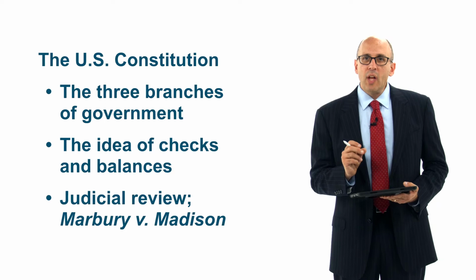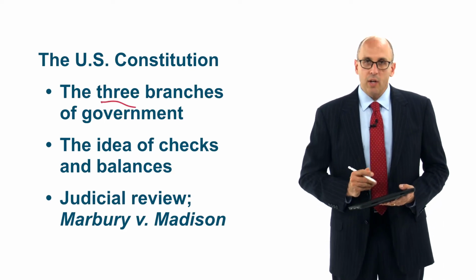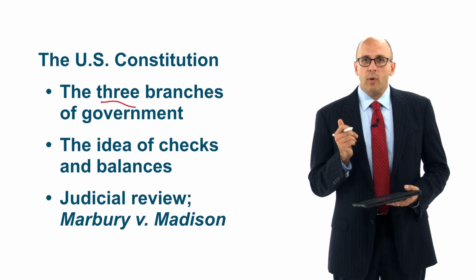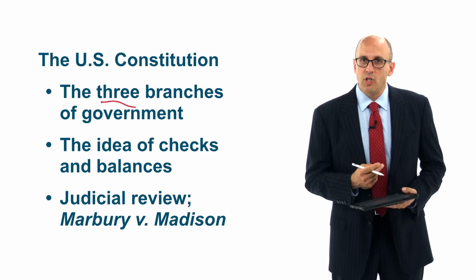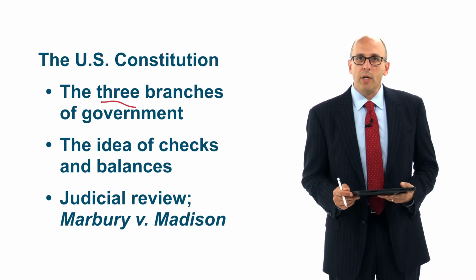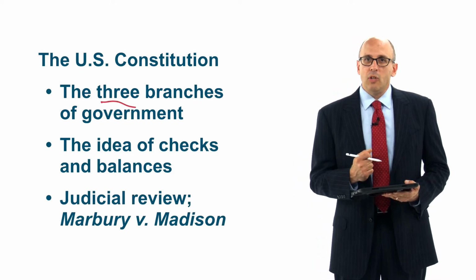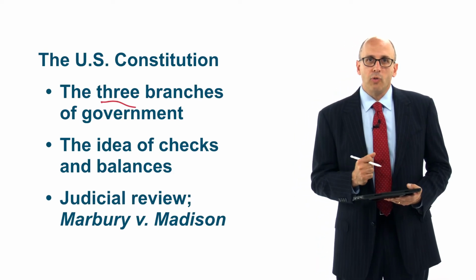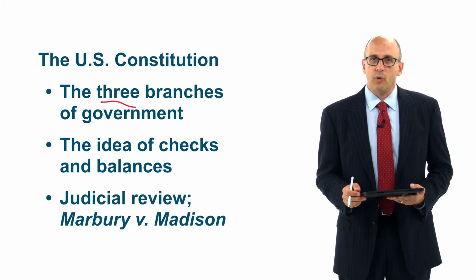And just to understand how the U.S. Constitution works, first of all, there are three branches of government. We've got the executive branch, the legislative branch, and the judiciary. The legislative branch is governed by Article 1 of the Constitution. The executive branch is regulated by Article 2 of the Constitution, and the judiciary by Article 3 of the Constitution.